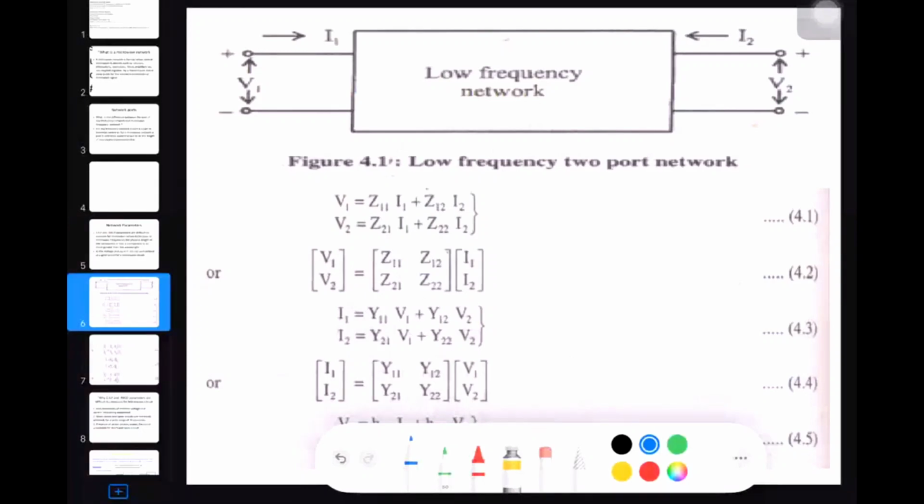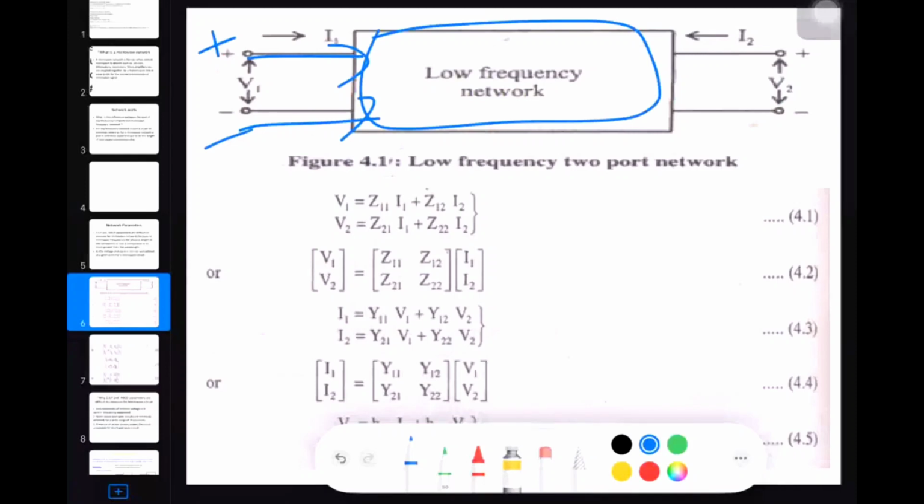So this is the low frequency analysis. If I want to analyze a low frequency network, this is my low frequency network. As you all know, whenever you give an input voltage, it will have a positive and a negative terminal, and a voltage is applied between them, because on the power supply you have the positive and the negative terminal. The positive is given to the circuit and the negative is given to the ground.